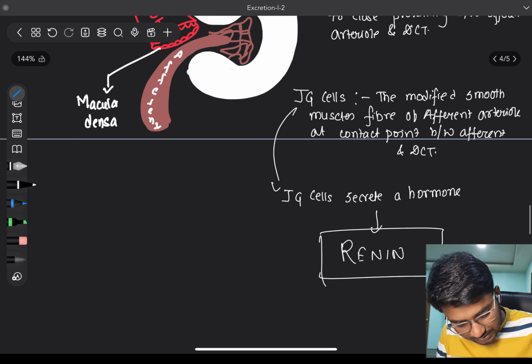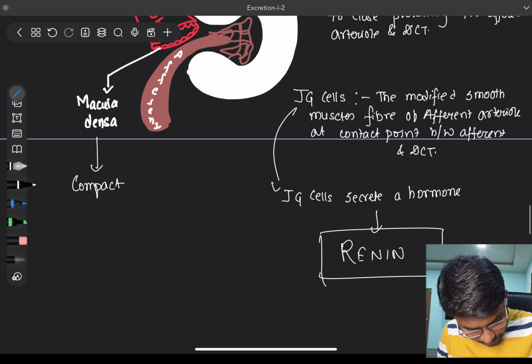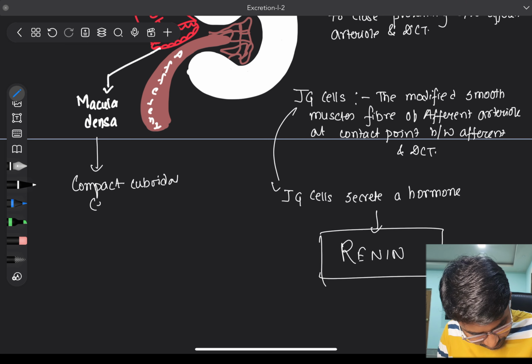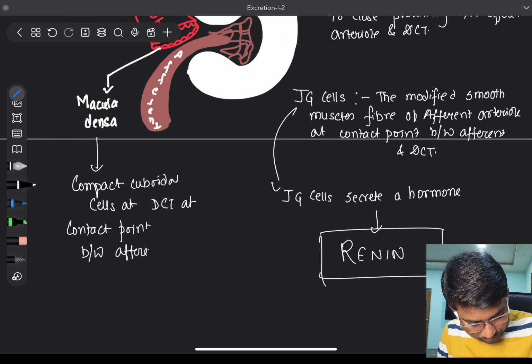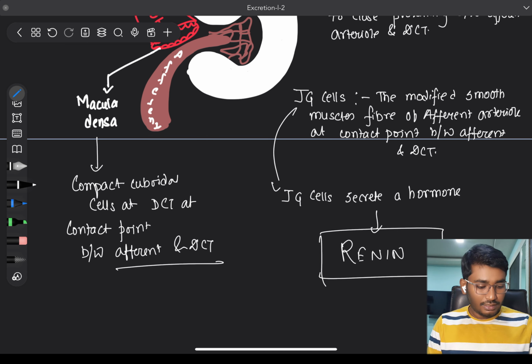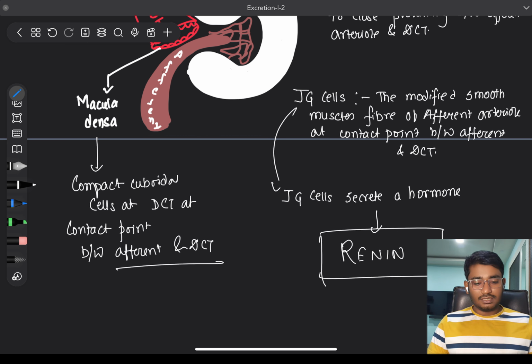Now, the macula densa is a group of compact cuboidal cells at the DCT at the contact point between the afferent arteriole and DCT. Okay, got it.